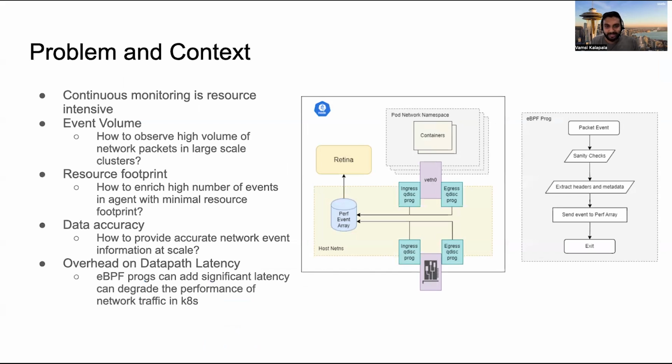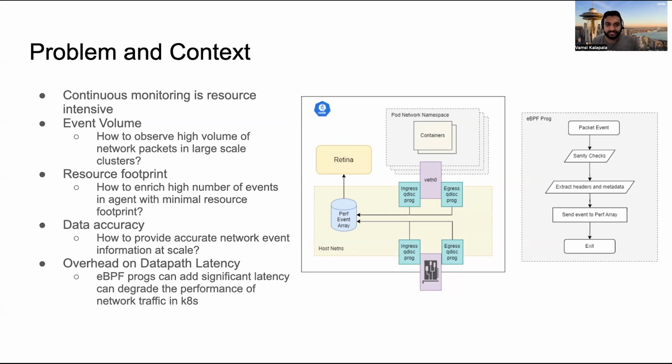As we dive deep into the problem, it becomes evident that continuous network monitoring in Kubernetes clusters is no easy task. The first challenge is event volume. In a large-scale cluster, the amount of network traffic is immense, and observing every packet can quickly become overwhelming. This leads to the issue of resource footprint. How can we monitor such a high volume of events without consuming excessive computational resources?